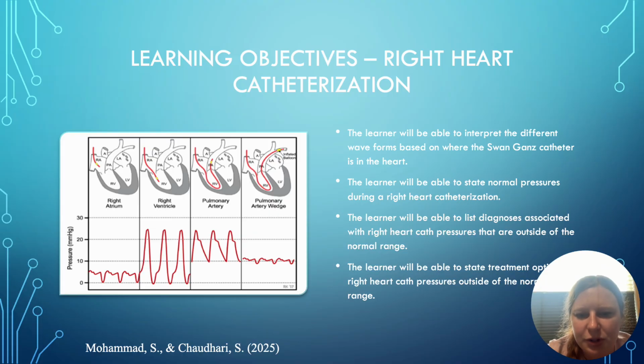The learner will be able to list diagnoses associated with a right heart cath and the pressures that are outside of normal range. A learner will be able to state treatment options for the right heart cath pressures that are outside of the normal range.